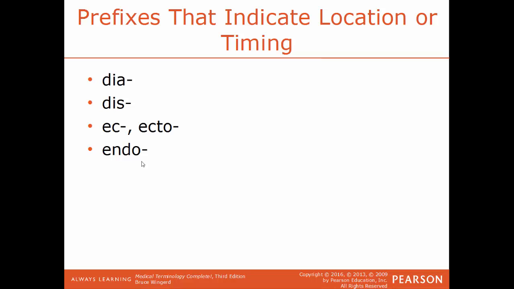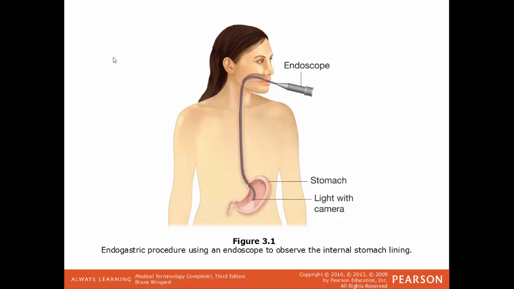See, dia means complete or through. Think of a diameter in geometry, for example. It goes all the way through a figure. Dis means to separate. So think of dissection. When you're dissecting a specimen, you are taking it apart. EC or ecto both mean outside, and the opposite of that would be endo, which means inside. An example of that would be an endogastric procedure, where you use an endoscope. It's going inside the stomach. Endo means inside, gastric means the stomach, so inside the stomach.